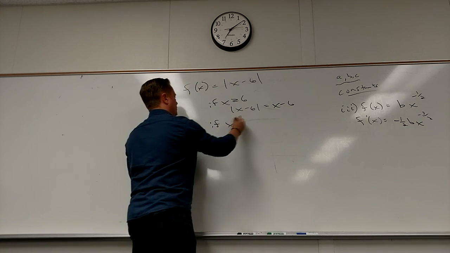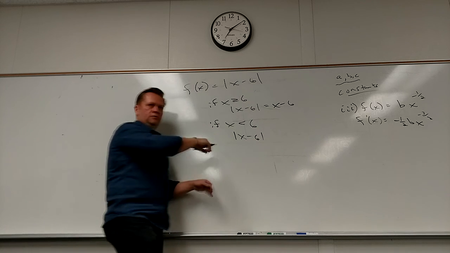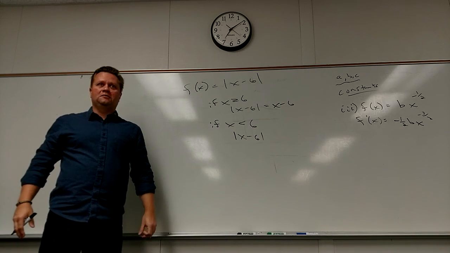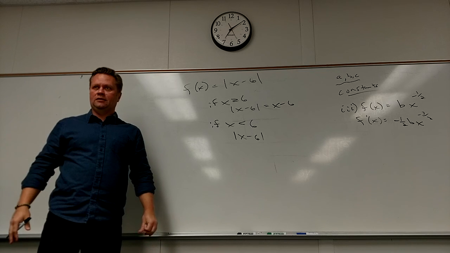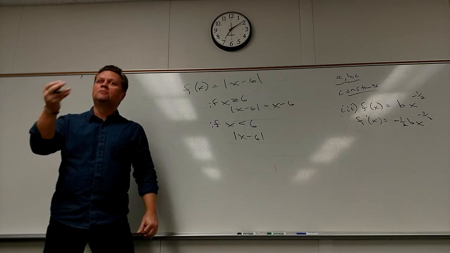If x is less than 6. Now what kind of number am I talking about? Negative. Right? And what does an absolute value do to a number that is negative? And how do you do that mathematically? Multiply by negative.